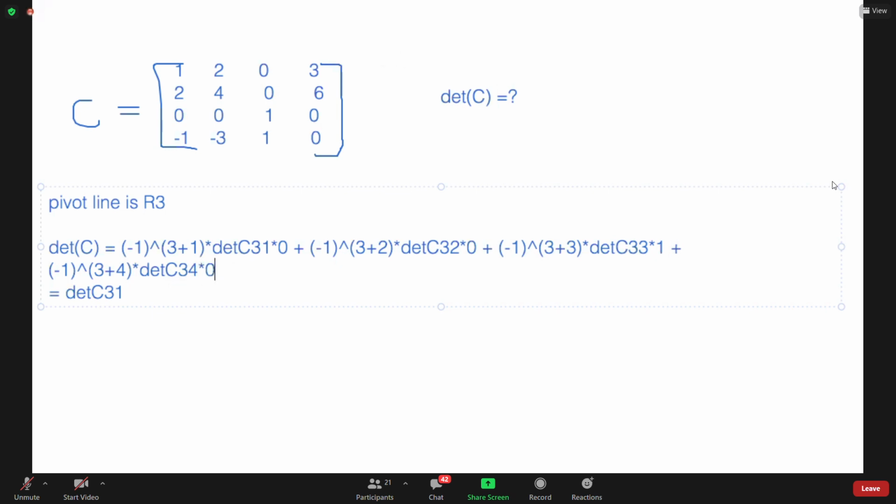And now you understand why we chose the pivot line, the one with the most zeros and ones, because it helps us reduce the number of calculations that we have to do, right? And now I'll explain again from the beginning what we do with the ones. So the -1 to the power of the position determines whether your determinant of C in that position has to be calculated as a negative or positive determinant.